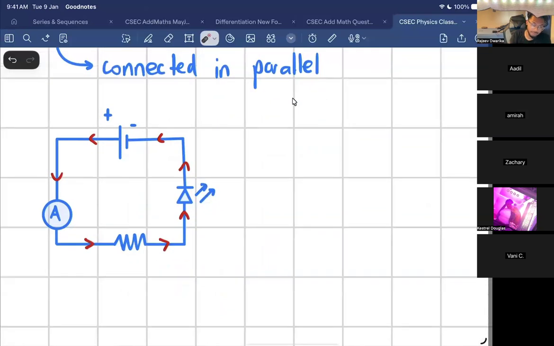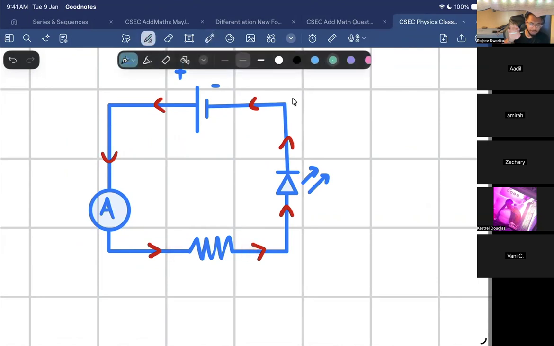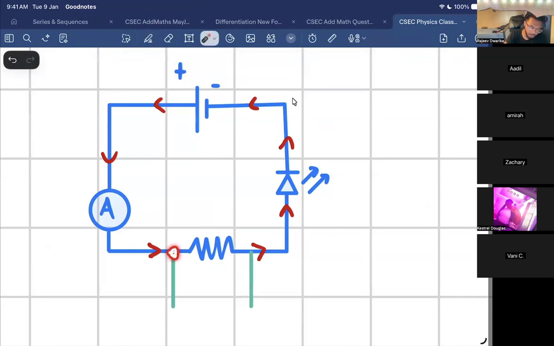So let me explain. Potential difference is the voltage across 2 points. So let me ask you a question. Do you think the voltage at this point and this point is the same? No, sir. No, the voltage is not the same. So if I want to measure the voltage across the resistor, I will hook up my voltmeter like this because I want to measure the potential difference between these 2 points.